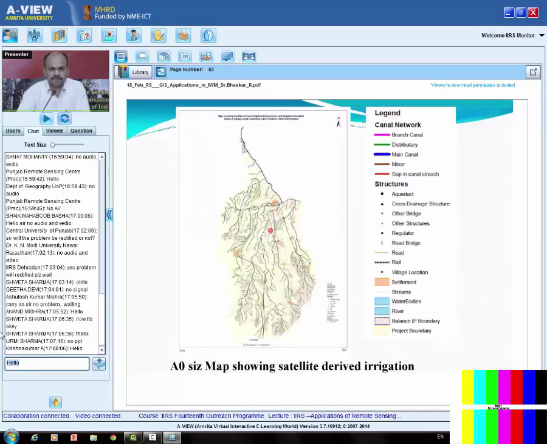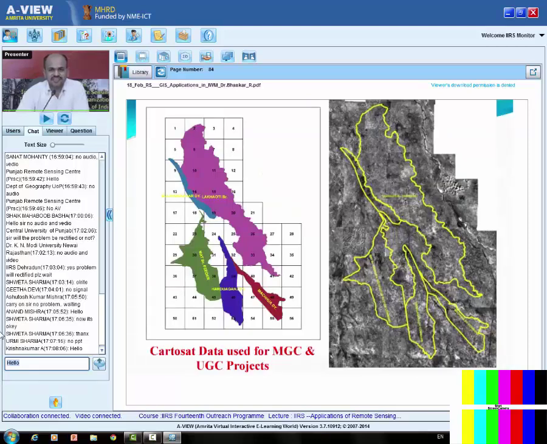This kind of map is generated where every canal is given a different sign, every visible structure is mapped, then the gap is mapped, and the area which is not getting water because of that critical gap is also mapped. If you can see here, this is the balance IP boundary. This particular thing is a balance IP boundary, which tells me that because of this particular gap, this entire area is not getting the water. If I have this kind of app ready, the decision makers can take decisions and support their decisions very easily.